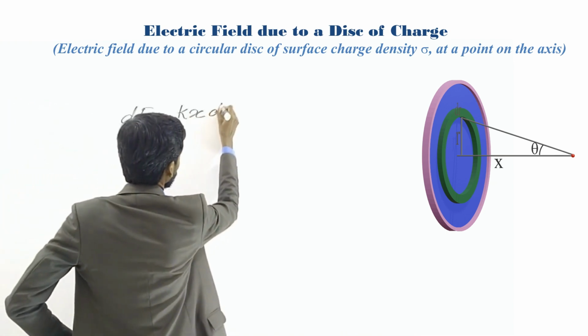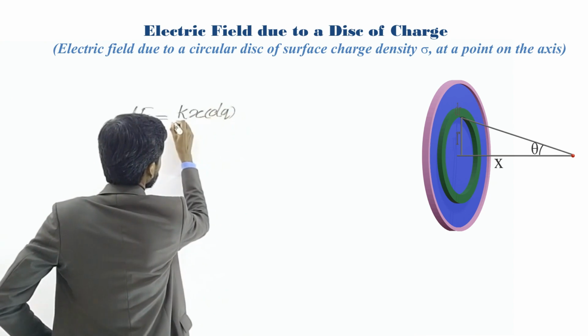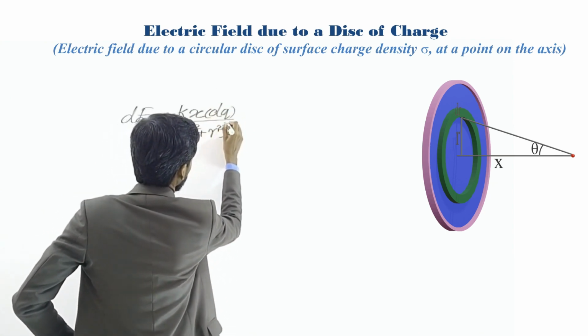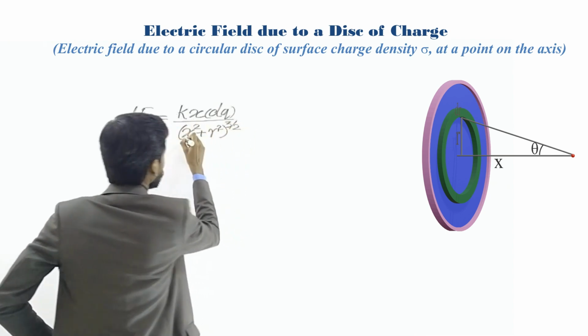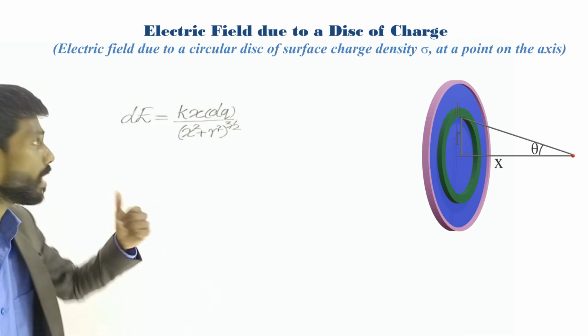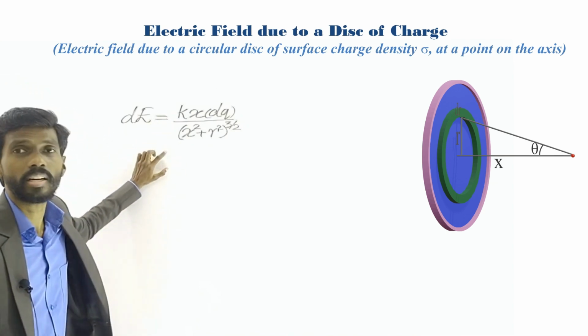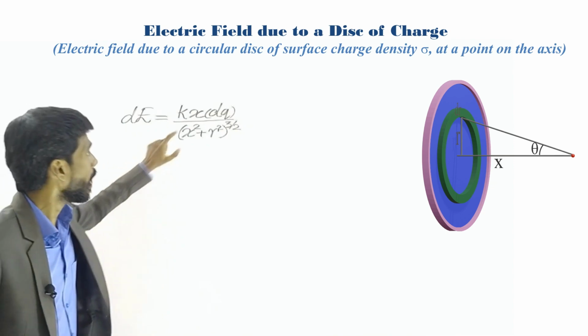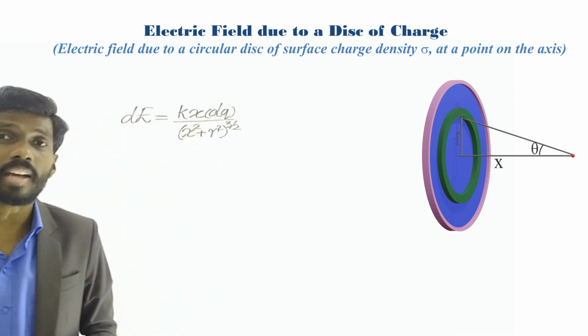So that is dq divided by x squared plus r squared to the power 3 by 2. So this is the electric field due to a ring. That's what we derived previously. That means this is the electric field due to only that small portion, which is in the shape of a ring. Now what is dq? dq is the charge on that ring.